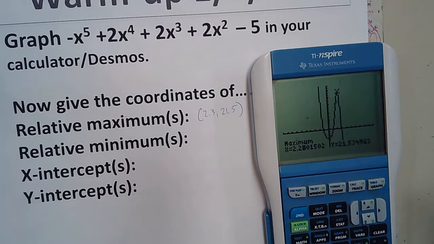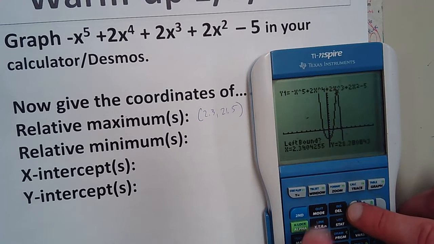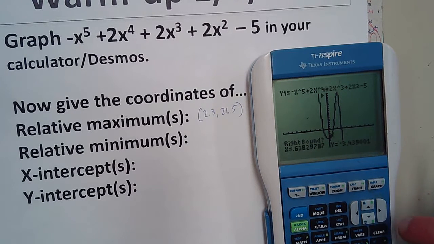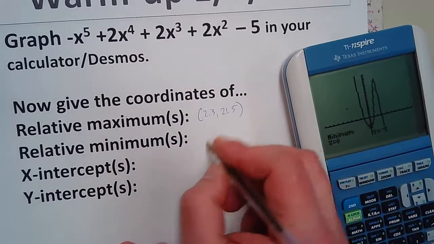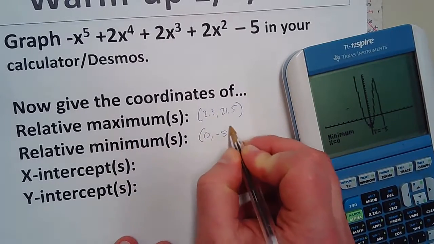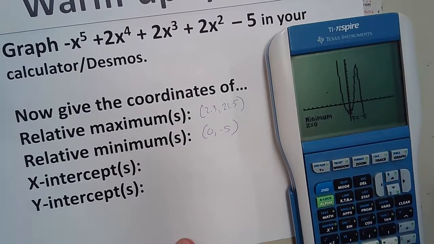And it's really the same process, just when you go to your second calc menu there, now we're finding a minimum. So we pick this one, we slide on over to here, and we go left bound, right bound, and guess. And so this minimum here happens to be at 0, -5. Cool. Which is just the y-intercept. That's kind of a coincidence on this problem, which is fine. But let's keep on rolling.